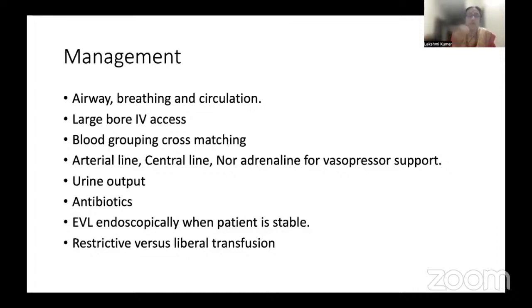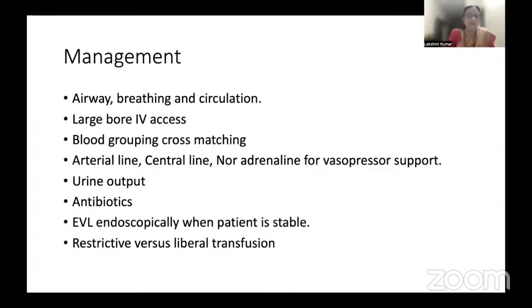The need for a central line would be based upon my expertise, the availability, and the need for noradrenaline. In my ICUs, most of them would receive a central line almost immediately. Monitoring urine output is important. A broad spectrum antibiotic is recommended to be started immediately. Now, the goal of this management is to do a variceal ligation endoscopically when the patient is stable.